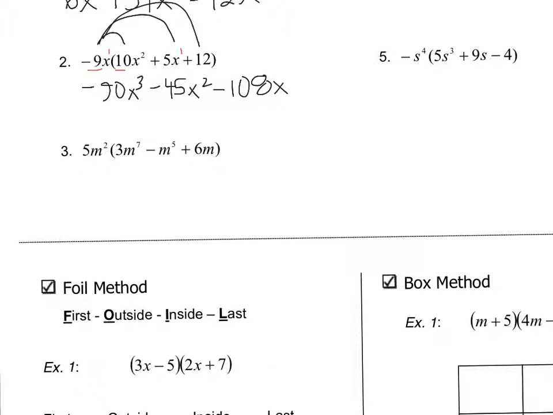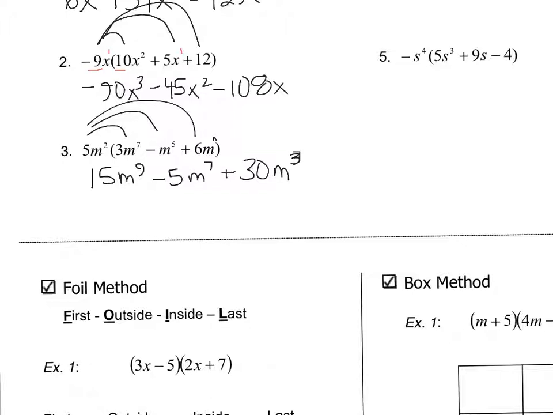So the third one is going to be 15m to the 9th minus 5m to the 7th plus 30m to the 3rd, because 1 plus 2 is going to make 3.